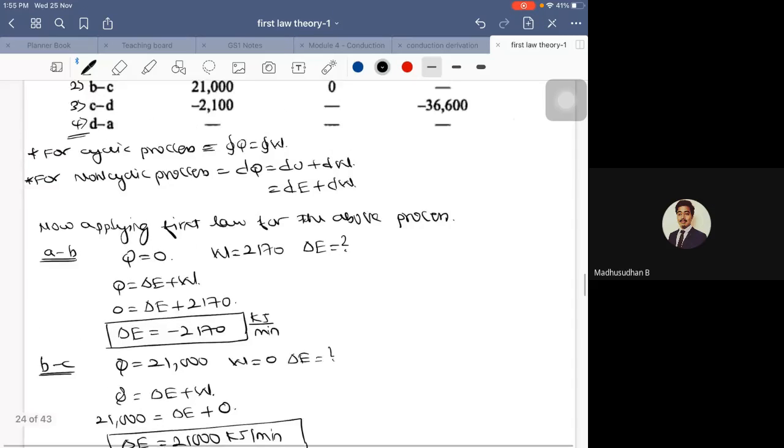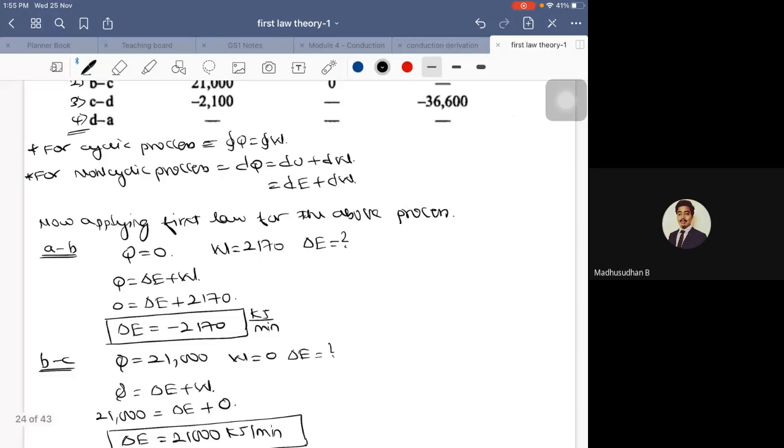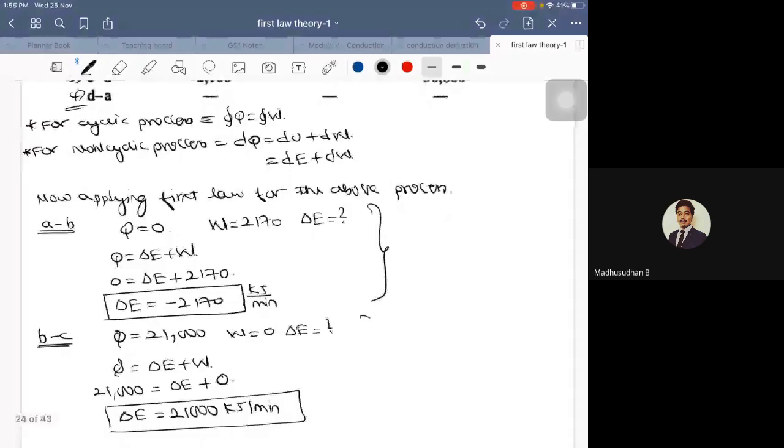Now, by just looking at these processes, the values given, can you name which process could be A to B? Suspect. That's it. There is no relevance for the problem, just for our understanding and learning the subject. So, can you judge which process could be A to B and B to C? Can you?